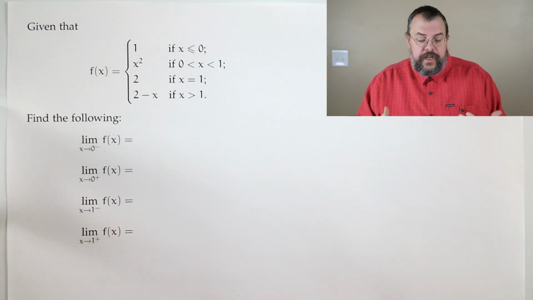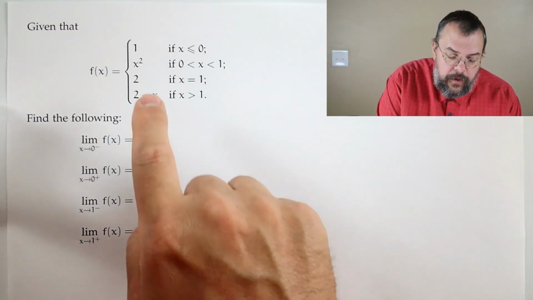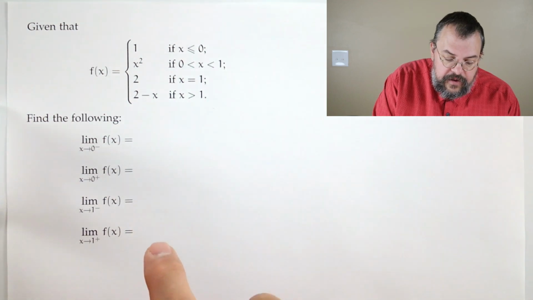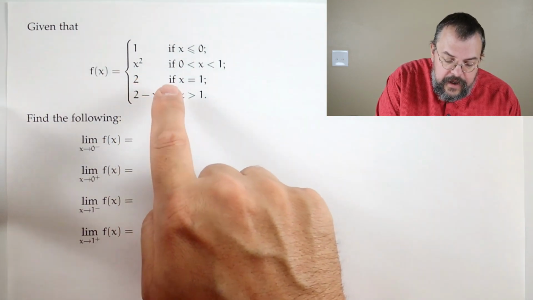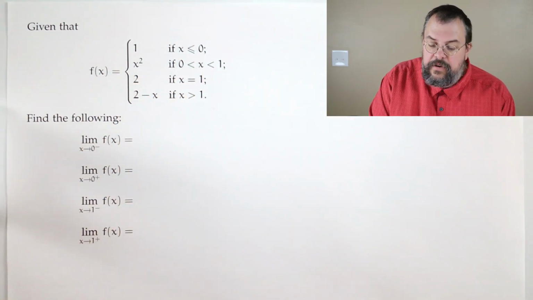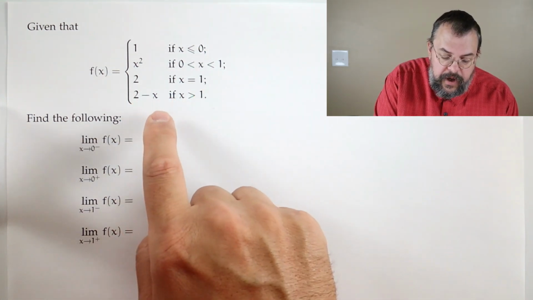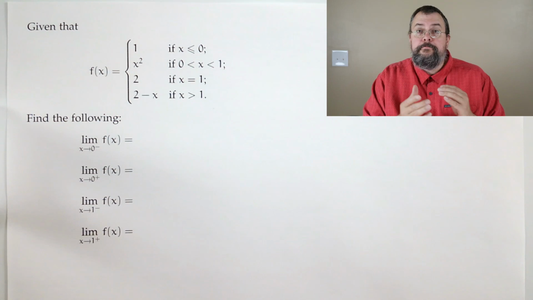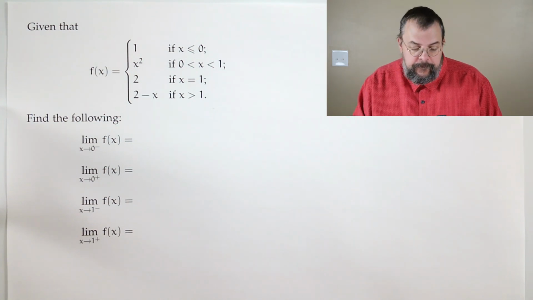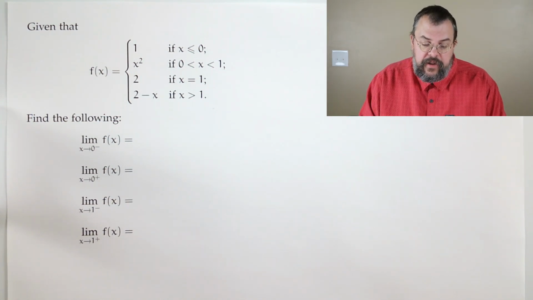So we're given a function, and it's defined piecewise. It's 1 if x is less than or equal to 0. It's x squared if x is strictly between 0 and 1. It's 2 if x is equal to 1. And it's 2 minus x if x is above 1. Okay, so let's think about this.